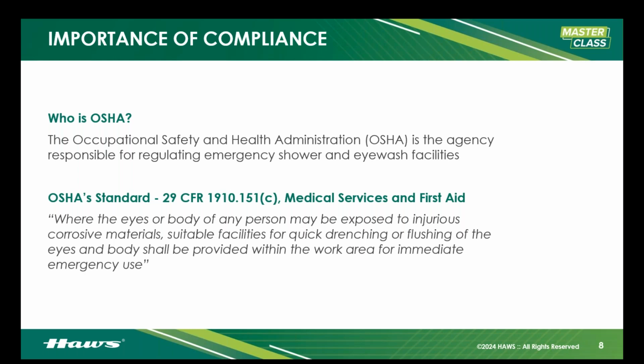It says, where the eyes or body of any person may be exposed to injurious corrosive materials, suitable facilities for quick drenching or flushing of the eyes and body shall be provided within the work area for immediate emergency use. That doesn't tell us a whole lot, right? We need more for compliance, and we need more for our employees. We need to know where it goes, how it is supposed to function, and so on. So that's what the ISEA ANSI standard does for us, okay?